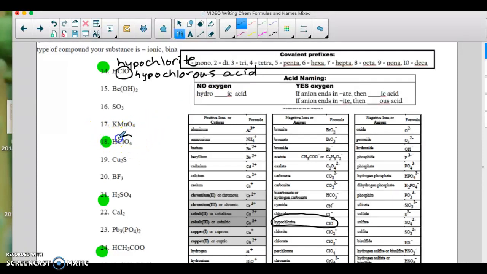Here's another one. ClO4 is right here. And that's called perchlorate. So again, it has oxygen. I go here. It ends in ate. So I'm just going to take off the ate of the name of the ion and add ic acid. So it's going to become perchloric acid.